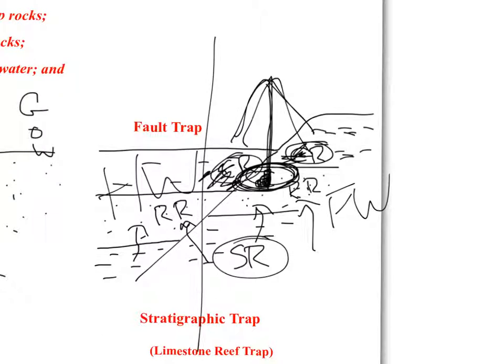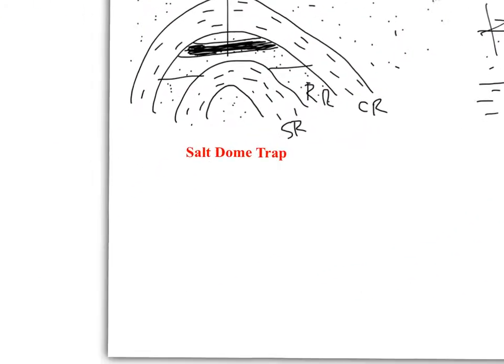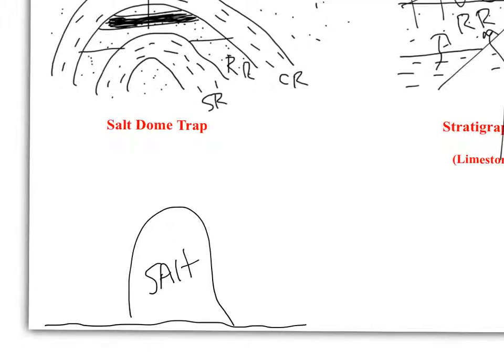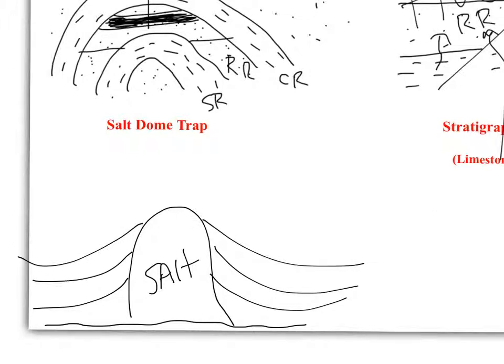so this would be a normal fault trap, petroleum trap. In terms of a salt dome trap, salt basically forms domes on the bottom of the sea or the bottom of the ocean, and it's important that you understand that salt is very impermeable and nothing can get through it. So what you'll have is you'll have sedimentary layers that basically get deposited over the salt like that. Okay, so this would be like a salt dome trap.